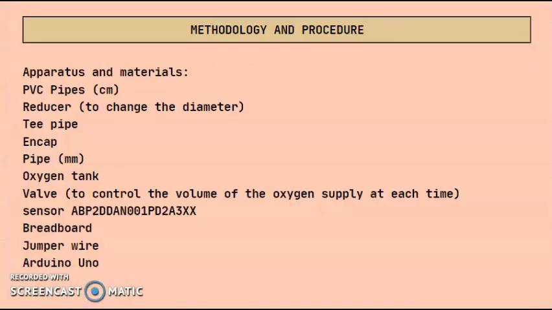This is the apparatus and material that we will use in this experiment 1, which is the PVC pipes, the reducer, the T-pipe, end-cap pipe, oxygen tank, valve to control the volume of the oxygen supply at each time, the sensors, breadboard, jumper wire, and the Arduino Uno board.